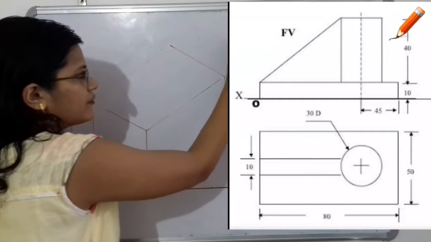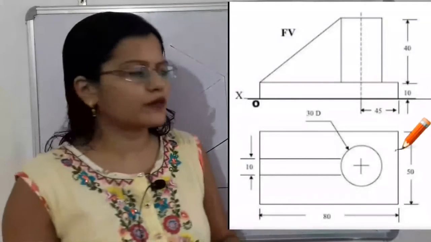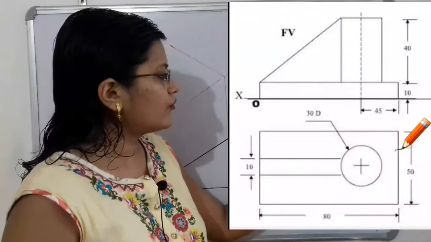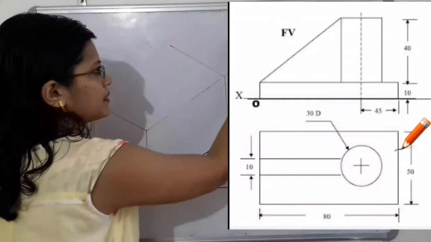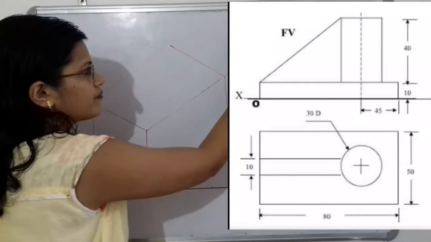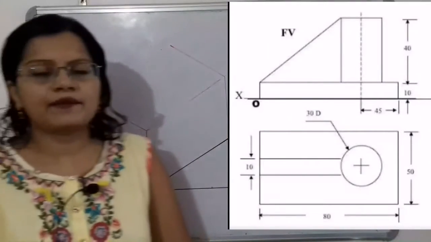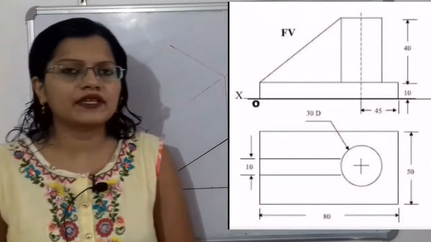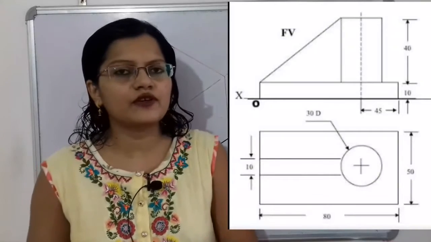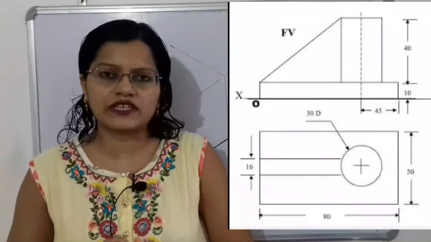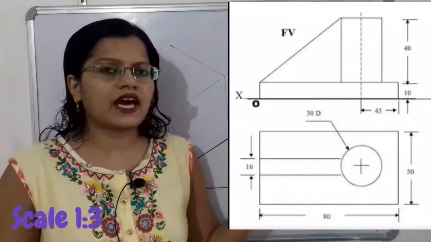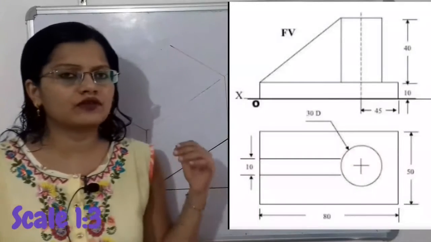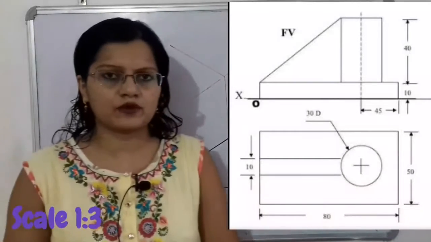And what is the total width? Width we come to know from the top view. From the top view the width is equal to 50 millimeter. So these are the dimensions. These dimensions are very small, so we will use the scale 1:3, that is 1 millimeter in the orthographic projection is equal to 3 millimeter in the isometric projection.